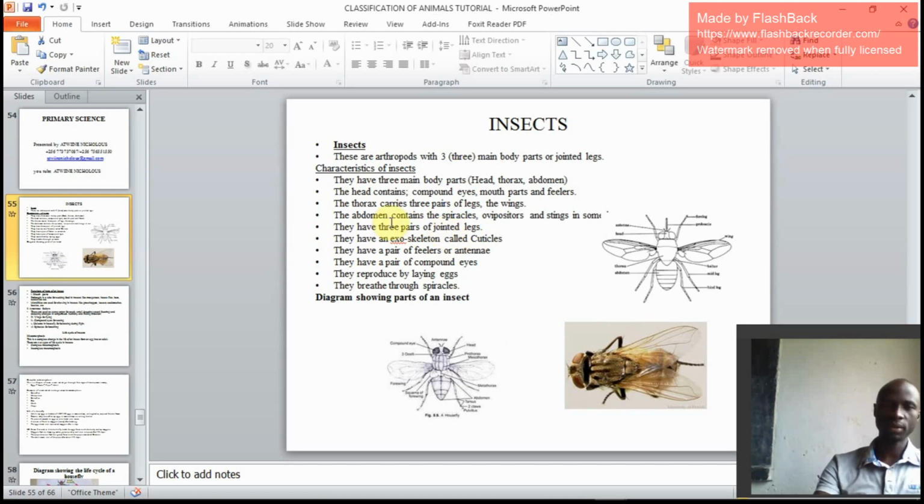They have an exoskeleton called cuticle, a pair of feelers or antennae, and those are meant to feel. A pair of compound eyes for seeing. They reproduce by laying eggs. That's the mode of reproduction. And they breathe through spiracles. Those are breathing structures of insects. You can see an illustration of an insect. This is a housefly here.